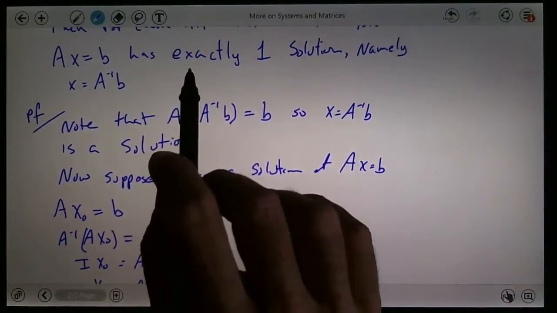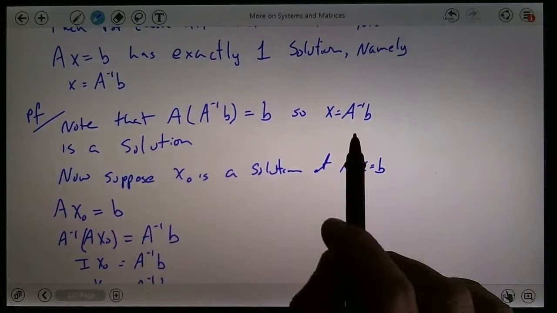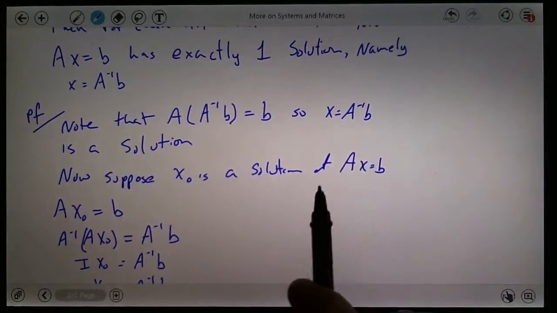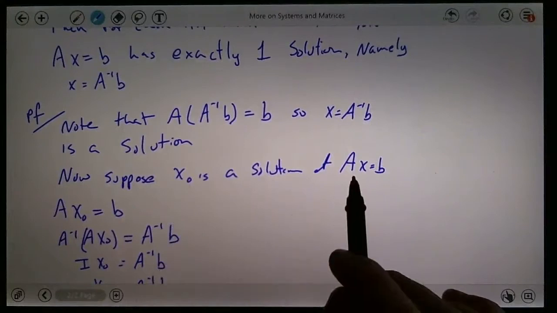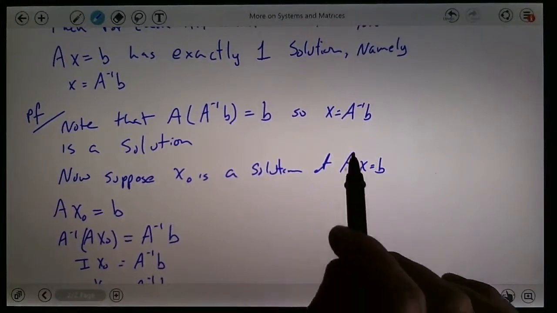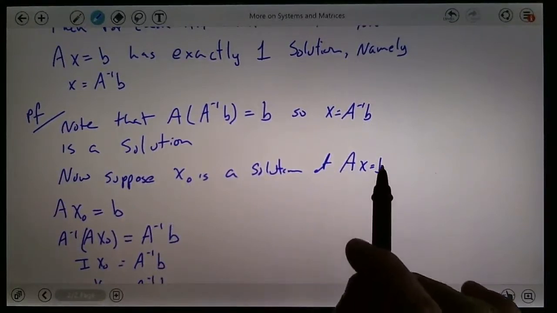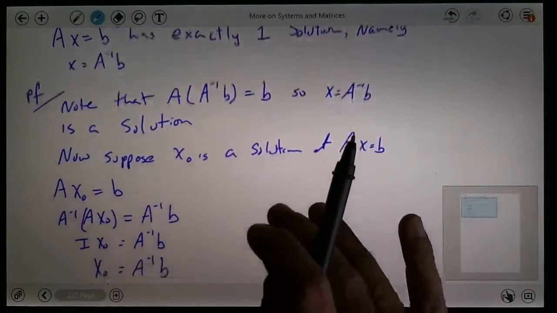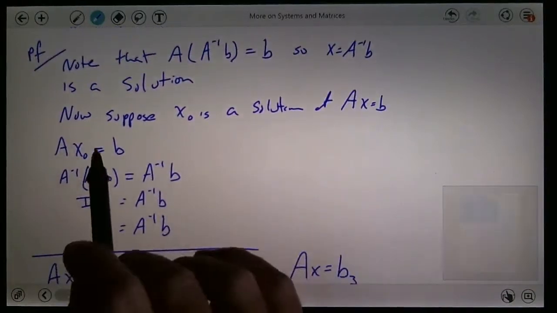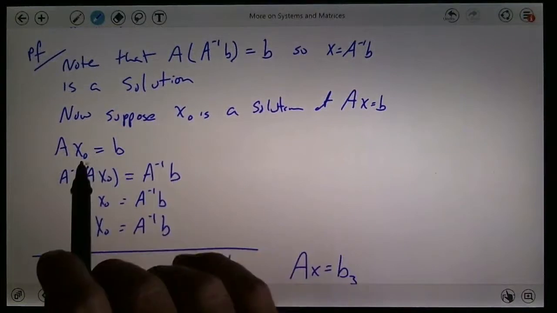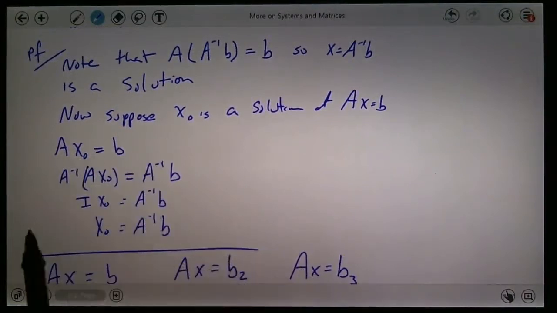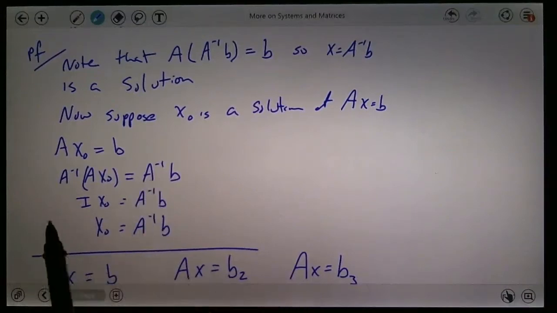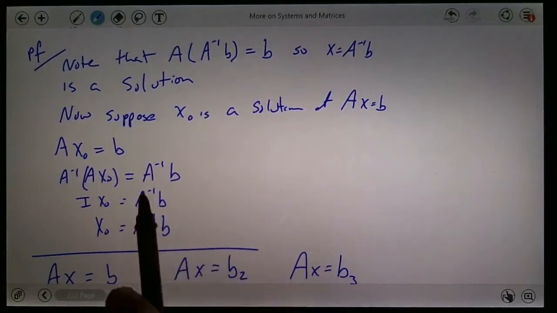The thing is, I said there's exactly one solution. So I found at least one by showing here's one. So suppose I've got any solution to this system, where A is the coefficient matrix and B is an n by 1 column matrix. If this is a solution, then when you plug it in, A times x0 should equal B. That's a true statement. Well, then multiply both sides by A inverse, and A inverse exists because we said that A was invertible.